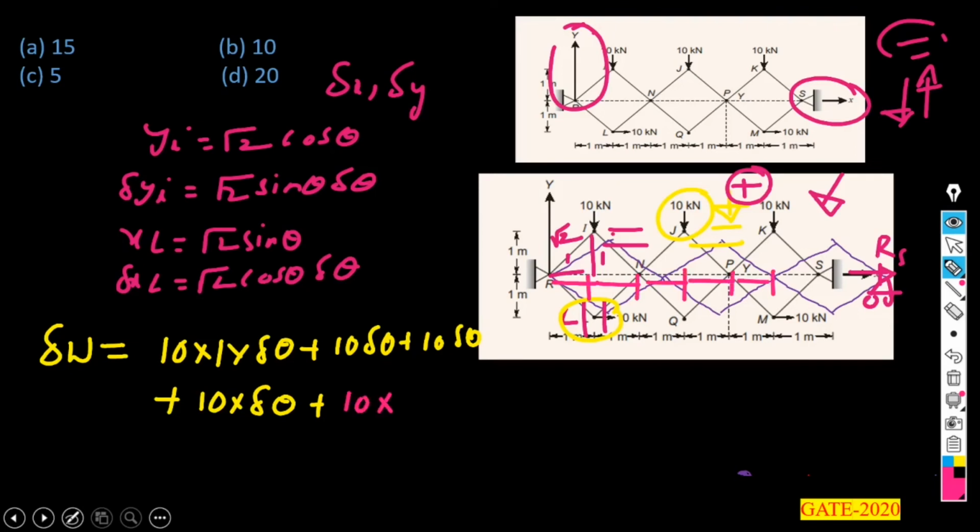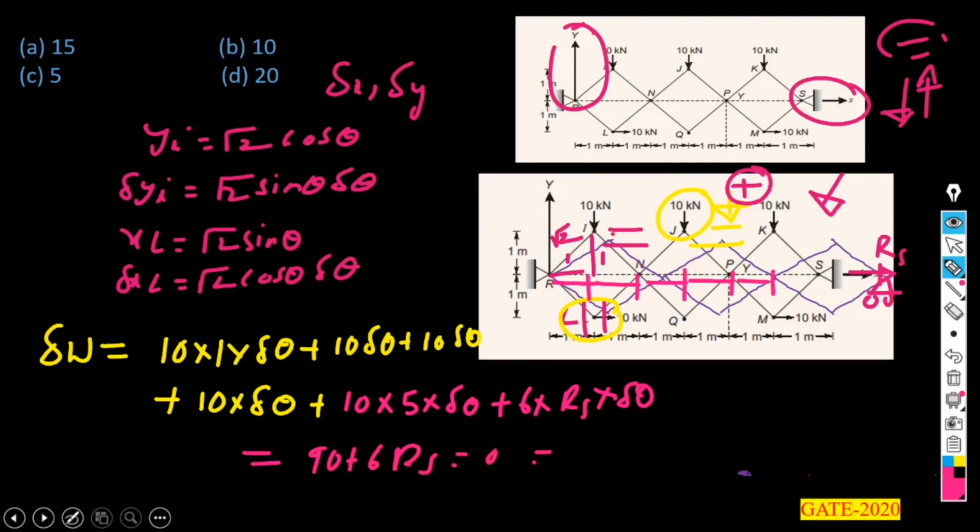into 10 into delta theta, plus at S we have 6 into, let's say the unknown force is Rs into delta theta, which is equal to 90 plus 6 Rs is equal to 0. From here Rs is equal to 15 kilonewtons. Answer A is my right answer.